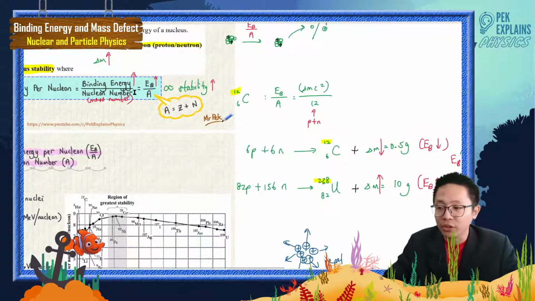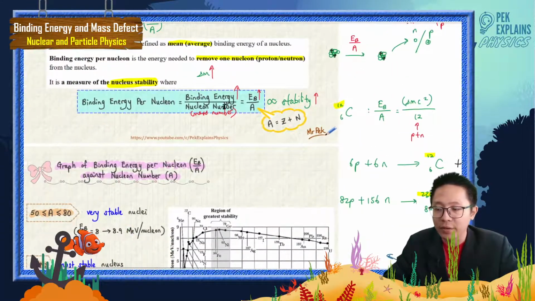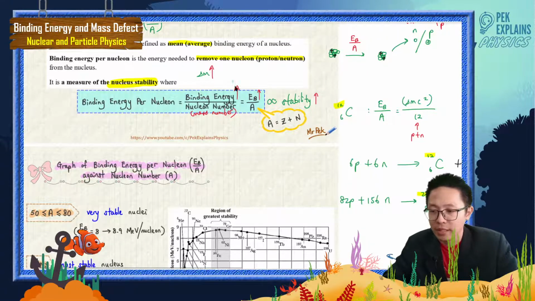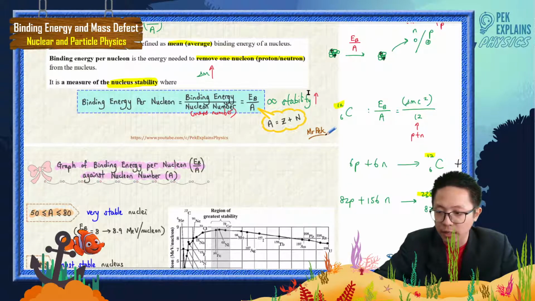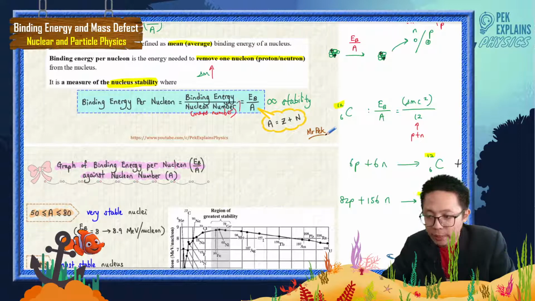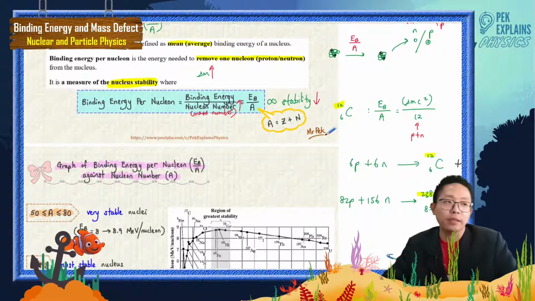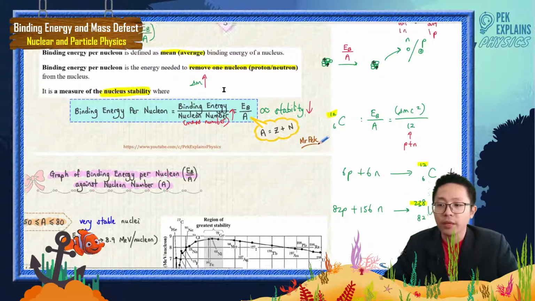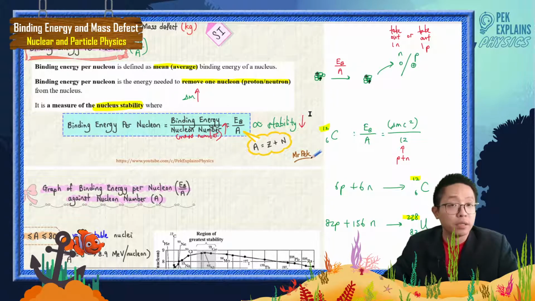So the relationship between nucleon number and stability is, the higher the nucleon number, the lower the stability. It is inversely proportional. Binding energy with stability is directly proportional, but nucleon number and stability is inversely proportional. The higher the nucleon number, the lower the stability.